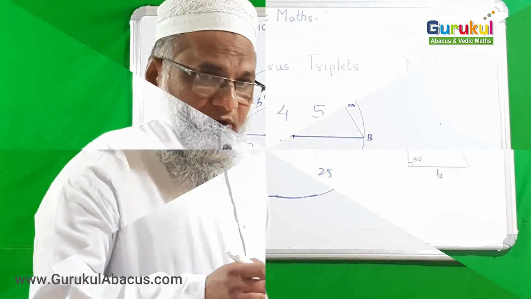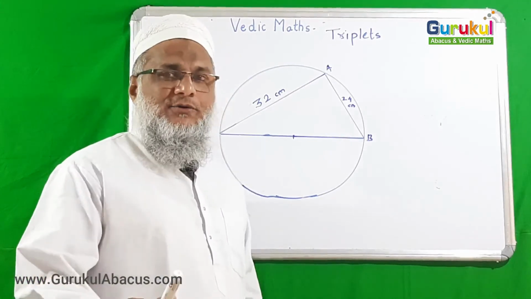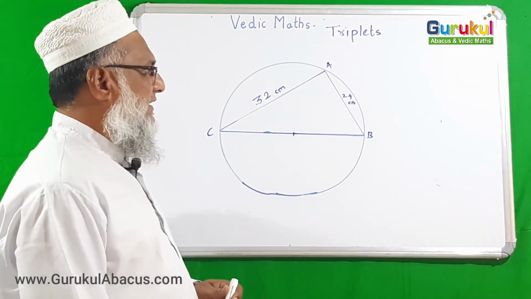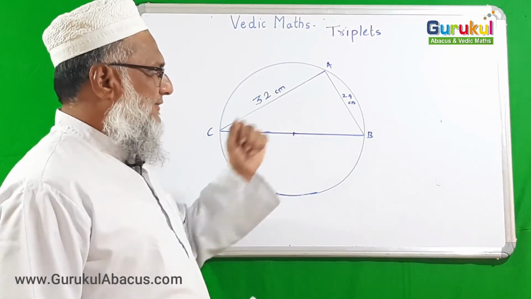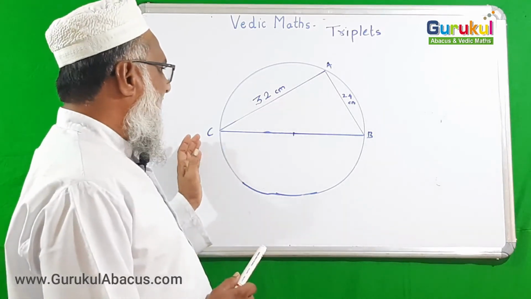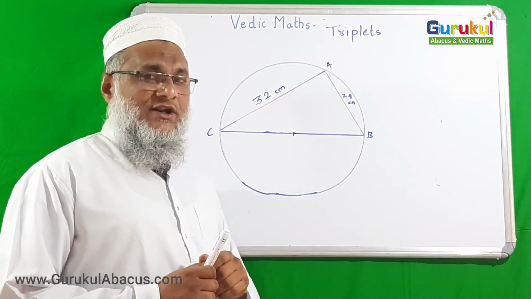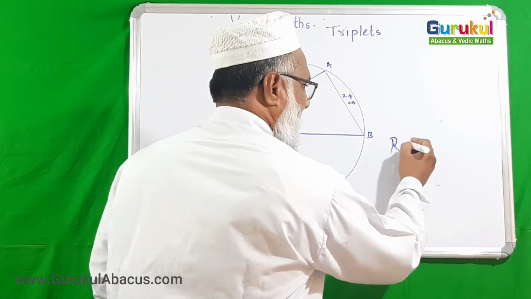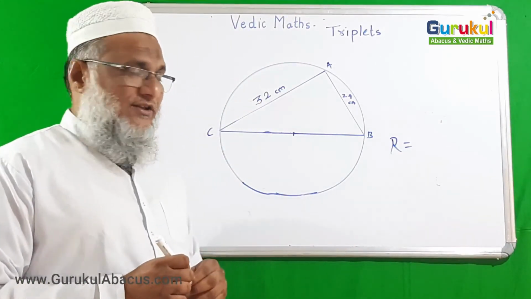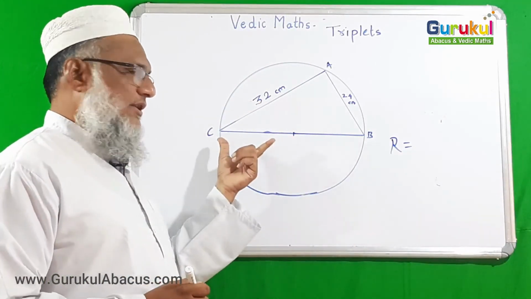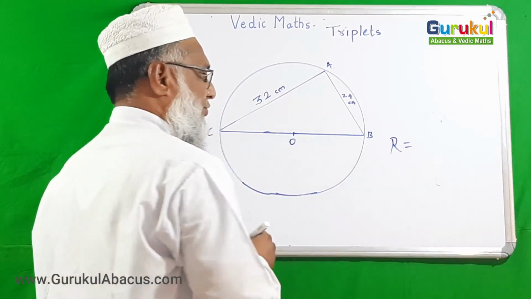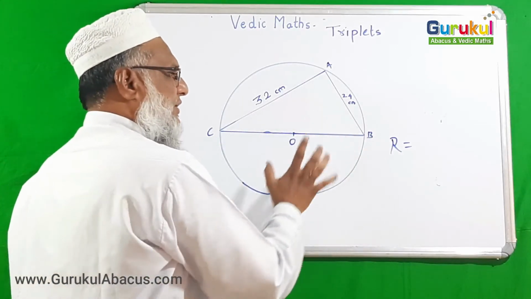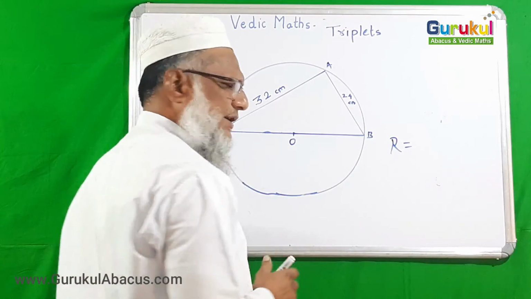In this example we will understand how to use our triplets. Suppose an example is given: length AB is equal to 24 centimeters, length AC is equal to 32 centimeters. What is the radius of the circle? This is the question. This portion is the radius we are going to find. Suppose the center is O. If it is the radius, then the diameter is CB. So let us find the diameter and take half of it to find the radius.